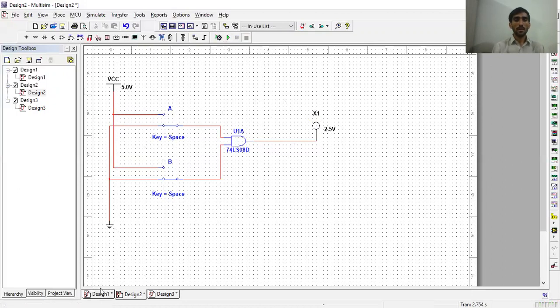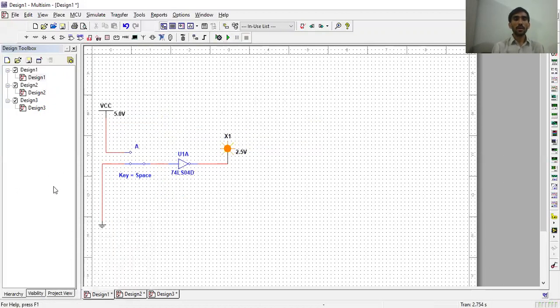Next, here is the simulation of the NOT gate. This is the NOT gate symbol, this is VCC, this is ground, and this is the switch. Here this one is the indicator. If input is 0, then output is 1. If input is 1, then output is 0.